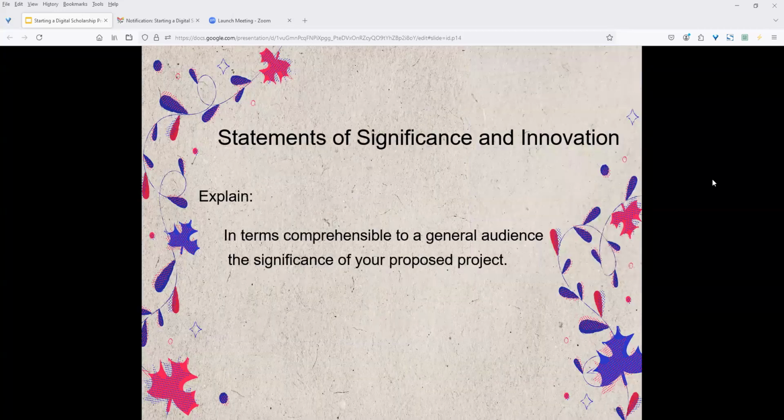All right. Another way you can look at it is statements of significance and innovation. You want to explain, in terms comprehensible to a general audience, the significance of your proposed project. If it's very esoteric, people are not going to really care. If it's something that has general audience appeal, then that is something that will be worth doing.